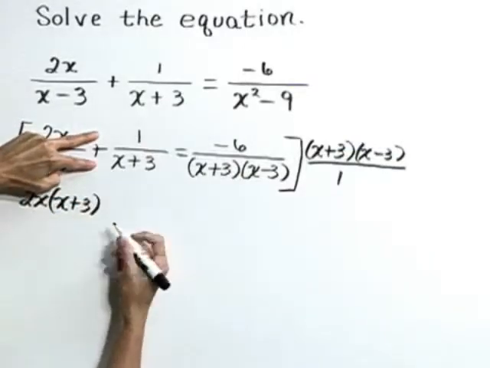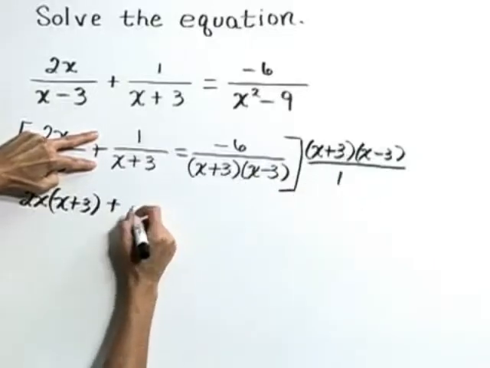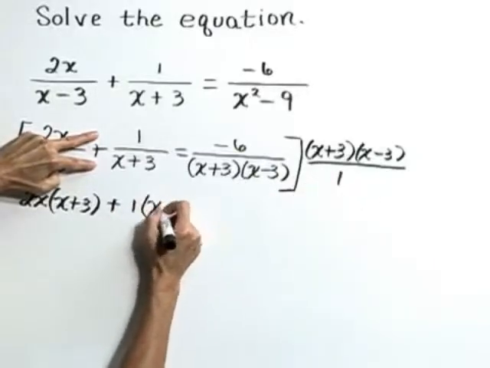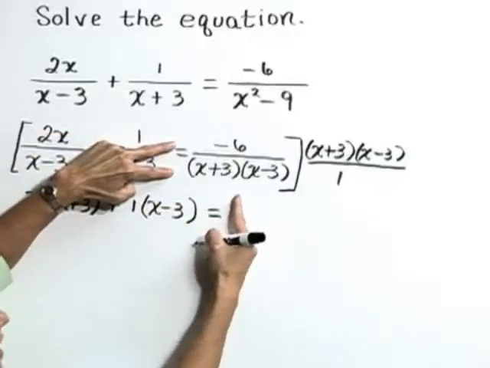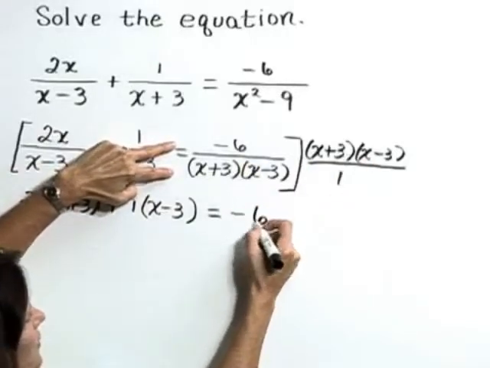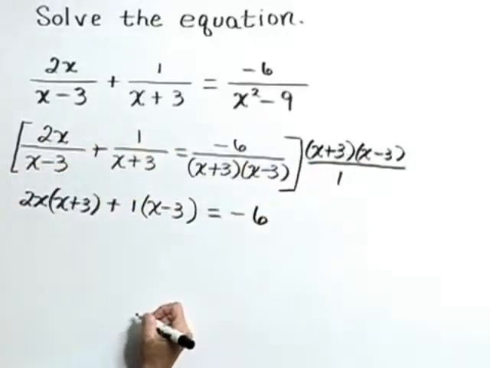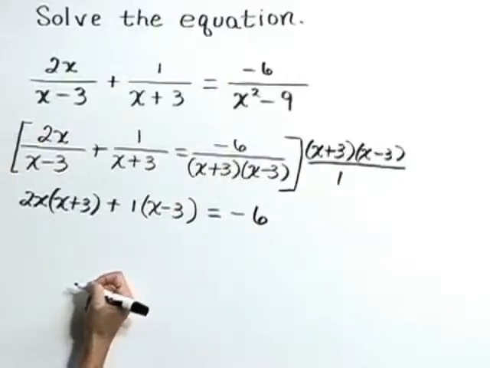As we multiply times our next term, the x plus 3's cancel, giving us a plus 1 times x minus 3. And on the right-hand side, both of these terms cancel, leaving us with negative 6. We've gotten rid of the fractions. Now let's solve the resulting equation.